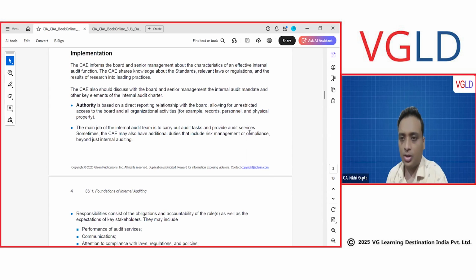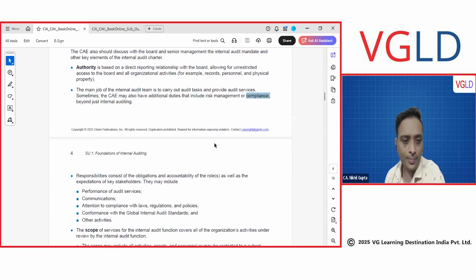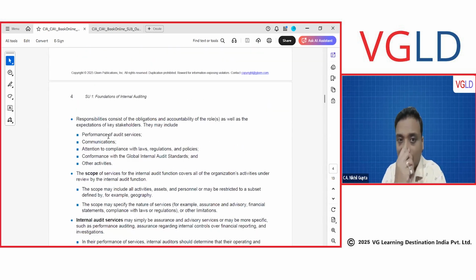In assurance services, I'll explain compliance auditing because it is really important nowadays. Earlier, management was more concerned only about financial audits. Now compliance has become a very important part because of compliance failures. We are seeing many scandals and many frauds happen. Responsibilities consist of obligations and accountability of roles, as well as expectations of the key stakeholders. They may include performance of audit services, communication, attention to compliance with laws, regulations and policies, conformance with global Indian audit standards, and other activities.